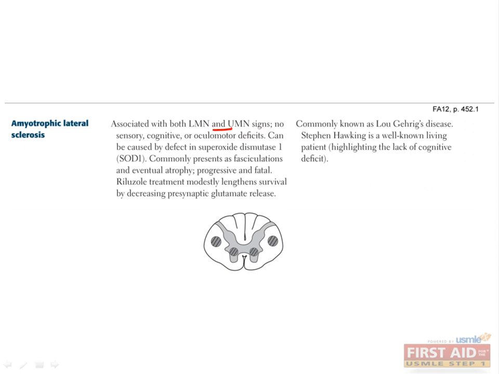It's thought to be caused by a defect in the superoxide dismutase 1 protein, which is involved in degrading free radicals. It is a progressive illness with death ensuing once the respiratory muscles become paralyzed. There is basically no treatment available. Riluzole is one drug that has been proven to lengthen survival in ALS by about 6 months. Essentially, ALS is not currently treatable.